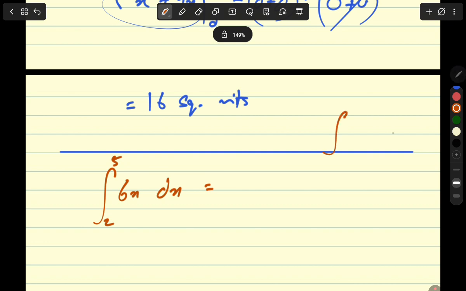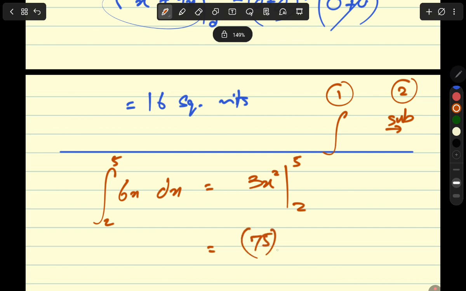You have to find the antiderivative and then you have to do the substitution. So this is the first step, this is the second step. That's going to become 3x squared, and then you apply the limits 5 and 2. When you apply 5, this becomes 75, and when you apply 2 and subtract it, this becomes 18. So 75 minus 18 is going to become 57, right? And that's going to be the answer.